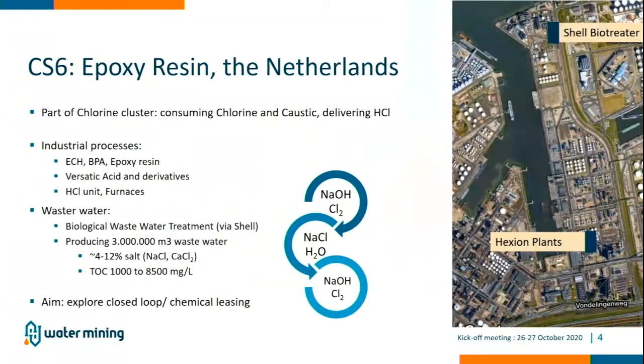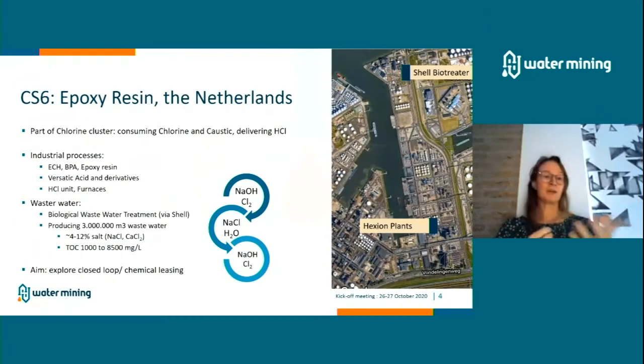HEXION is located within the chlorine cluster in the Rotterdam harbor area. We consume their chlorine and caustic soda, which we receive from Nourion, and we deliver back into the grid HCl. We have several industrial processes on our site producing precursors like ECH, but then also the epoxy resins, acetic acid, and derivatives. We have, as I said, a unit also to recover some HCl, and we have several furnaces.